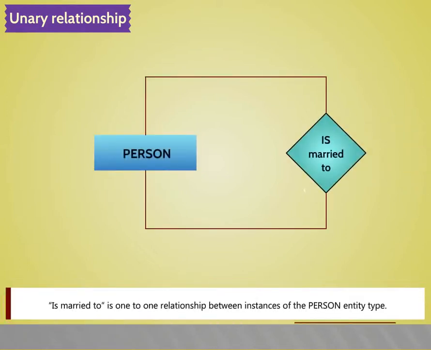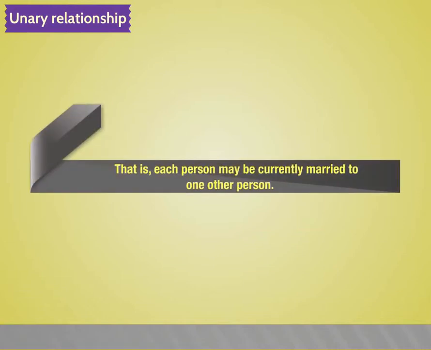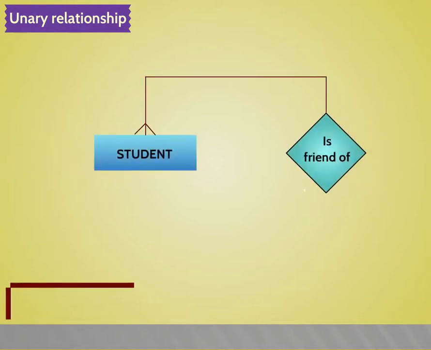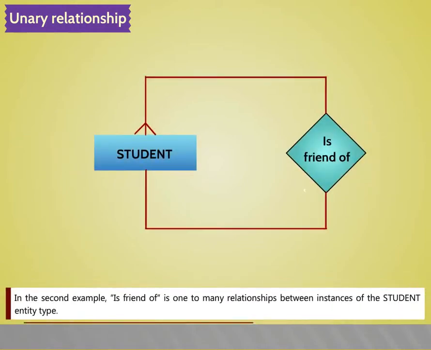Is married to is a one-to-one relationship between instances of the person entity type. That is, each person may be currently married to one other person. In the second example, is friend of is a one-to-many relationship between instances of the student entity type.